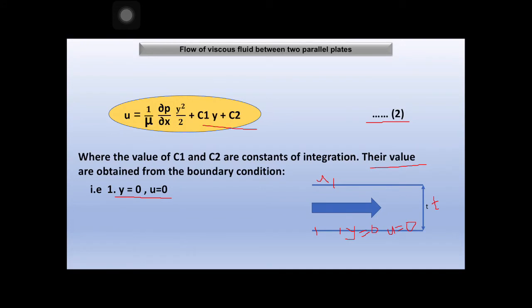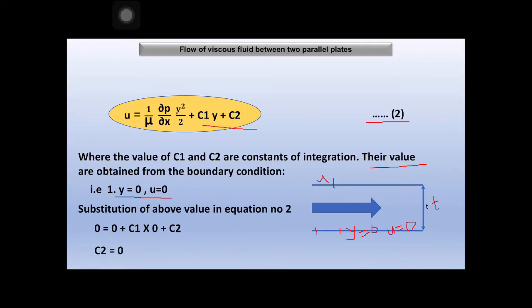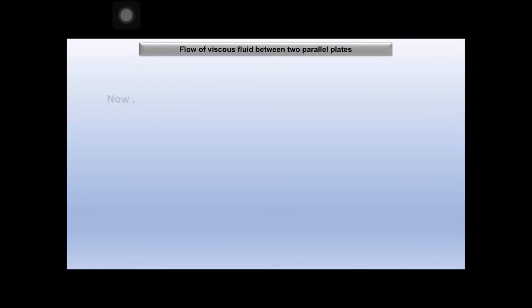If we substitute this in equation number 2 above, it will become 0 is equal to 0 plus c1 into 0 plus c2. Upon solving this, we get c2 as 0. So c2 is equal to 0. Again, if we substitute the upper boundary condition, where y is equal to t and u is equal to 0, in this double integrated equation, upon substitution we replace u by 0, and 1 by mu will come as it is.